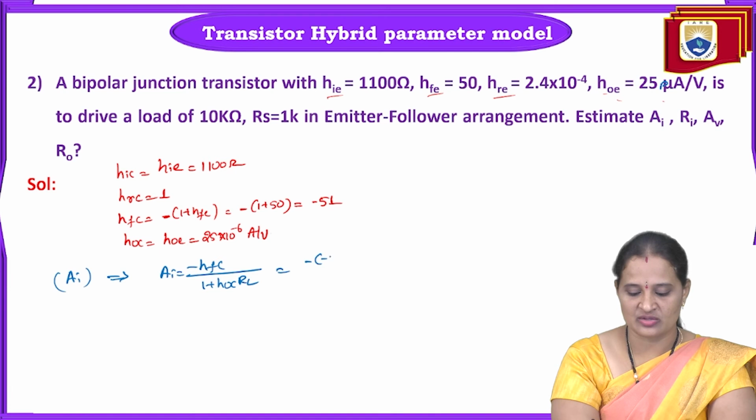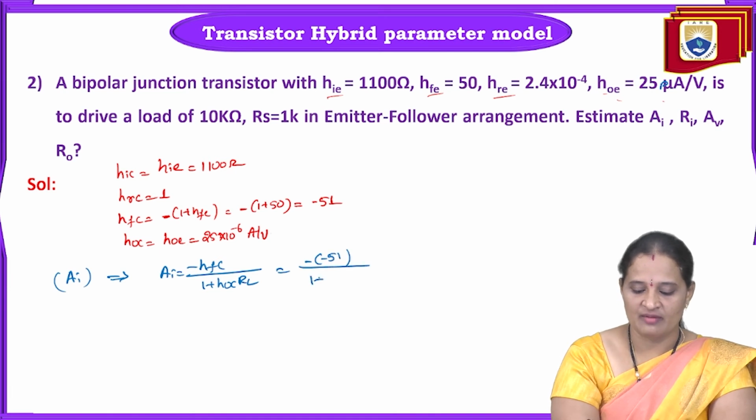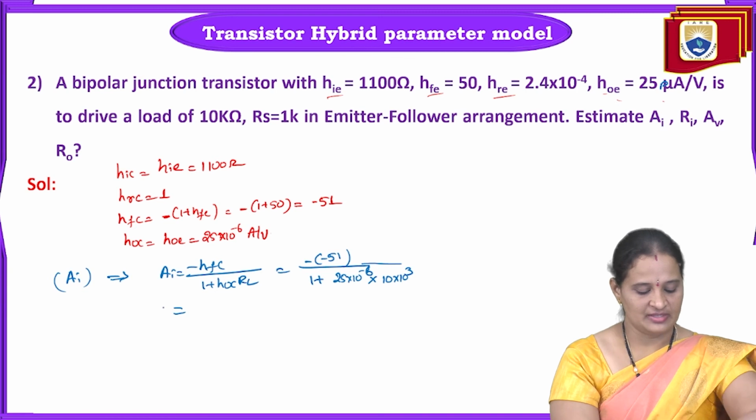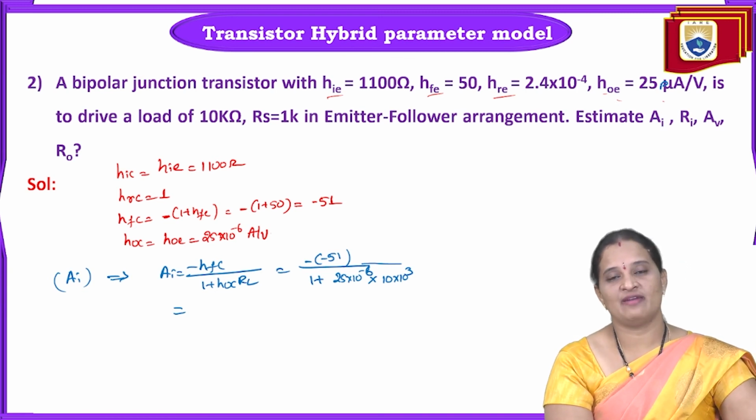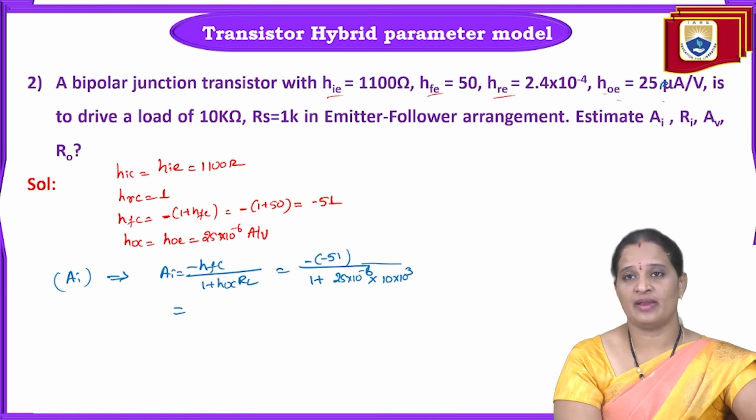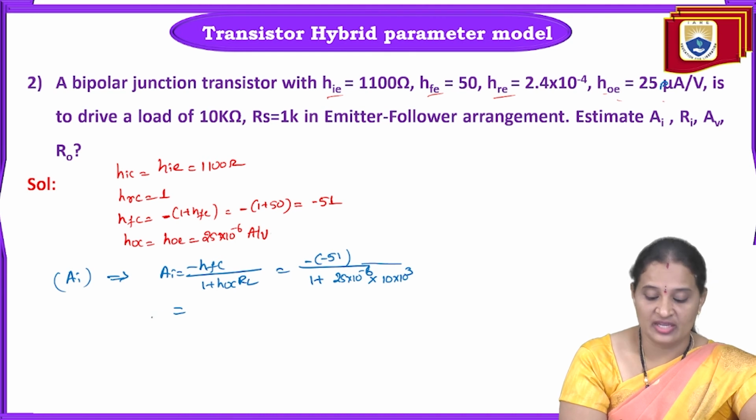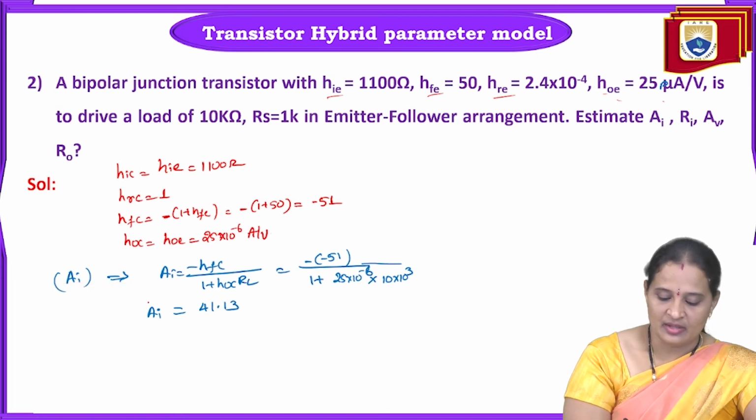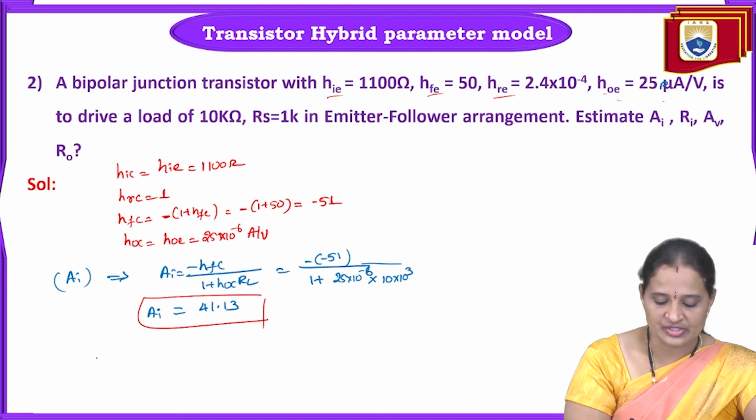Minus HFC is minus of minus 51 divided by 1 plus HOC, which is 25 into 10 to the power of minus 6, into the RL value. How much is the RL value? That is 10K, 10 into 10 to the power of 3. If you calculate this AI value, always remember current gain is more when compared to the voltage gain. Voltage gain is unity in case of common collector amplifier. So AI is 41.13. So this is the current gain, right? Next, coming to the voltage gain.